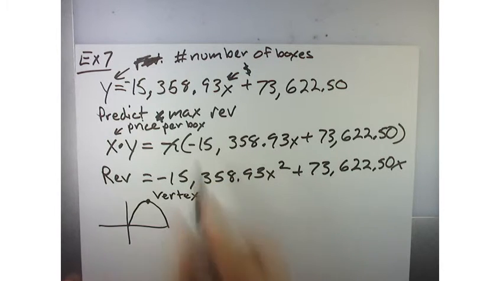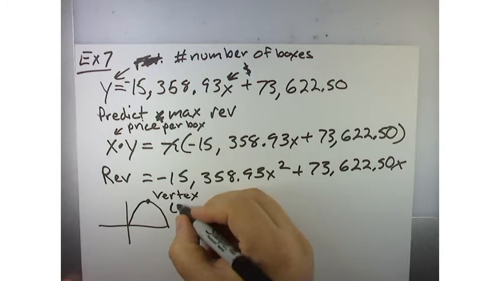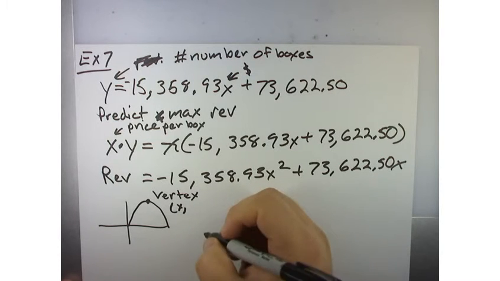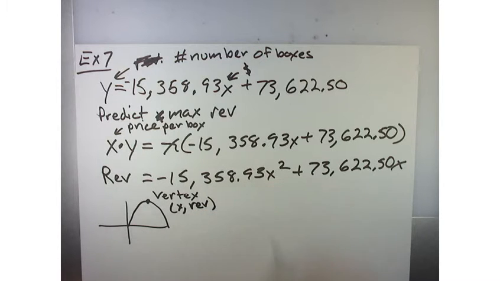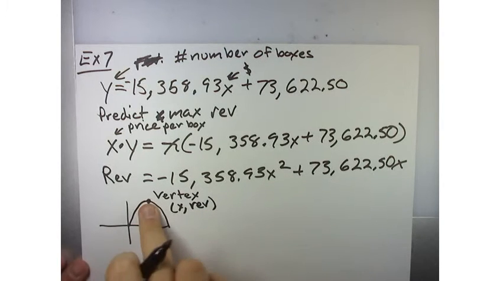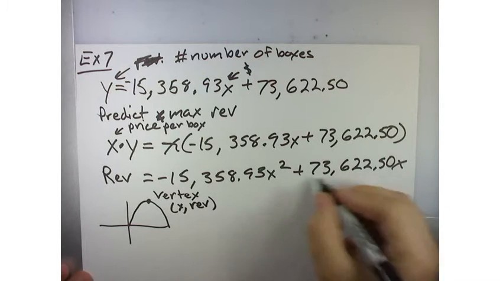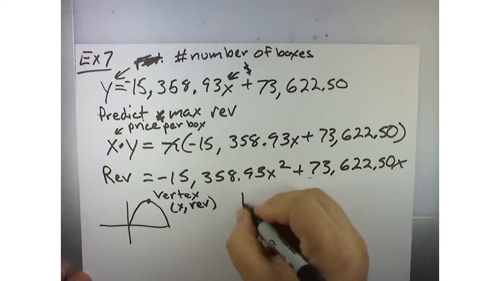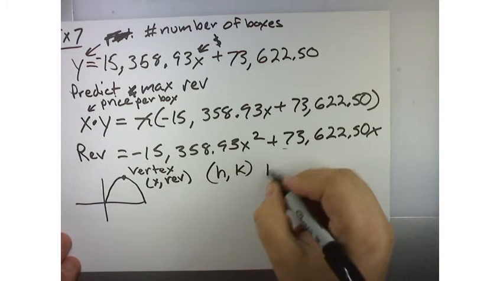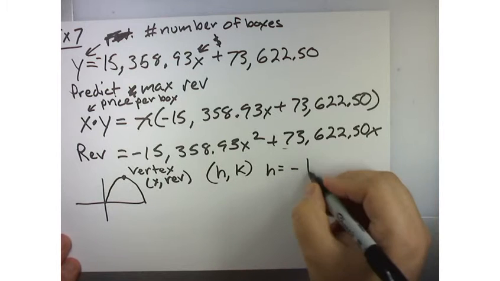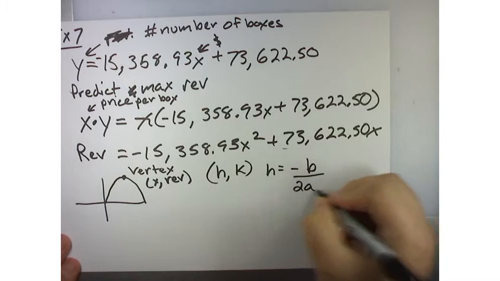So we're going to have something like this, and this vertex is the maximum value. X here is going to be the number of boxes sold, and Y is going to be the revenue that we generate. And so the maximum value occurs at the vertex. And so now that we know how to find the vertex, it's not that hard to do. We could do it in our calculator, but we could do it by hand by using this, because we know that the vertex is h, k.